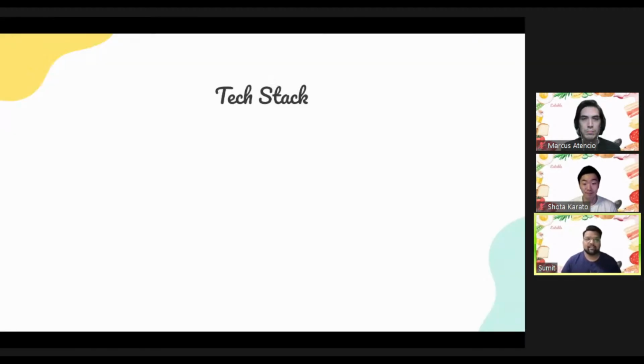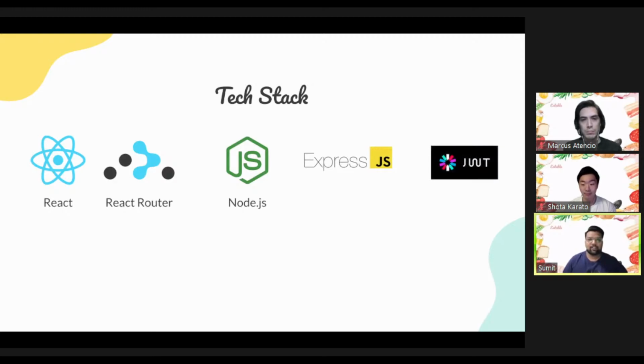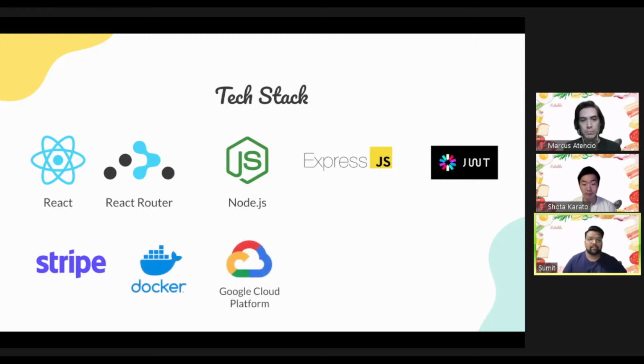Thank you, Shota. So as you have already seen our application, let's talk about the technologies that we used in this project. So for the front end, we use React and React Router. We use Node.js with Express for our backend server. We use JWT for authentication. We use Stripe to enable online payments. We use Docker to Dockerize our application. And we deployed our Dockerized application on Google Cloud Platform. We use Google Cloud SQL for database, and we use KnexJS to connect with it.